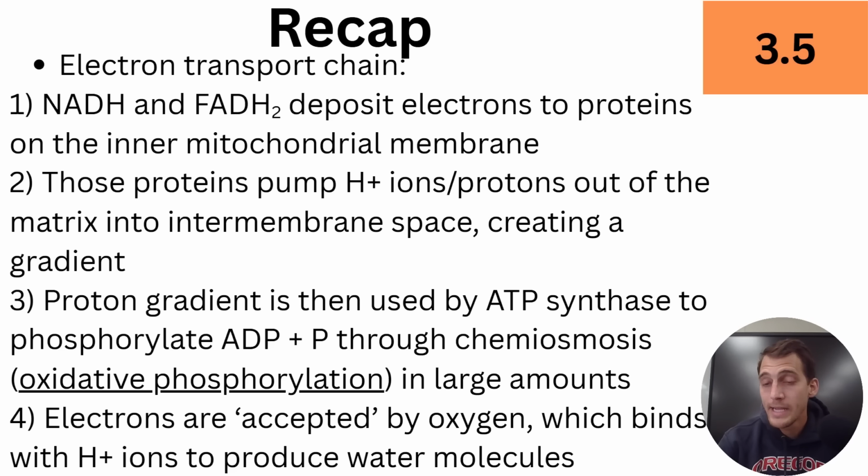So once again, ATP synthase is going to be using what's called the proton motive force, chemiosmosis, to take ADP and take a P and piece them together using the flow of those protons. And it's able to do that in large amounts, and that's called oxidative phosphorylation. We can make 30 plus ATPs with the energy from one glucose molecule. And then those electrons that are passed from one place to another are accepted by oxygen, which binds with hydrogen ions, protons in the matrix, to produce water as a byproduct. So that's why you need to breathe.